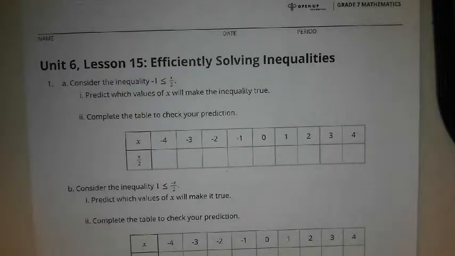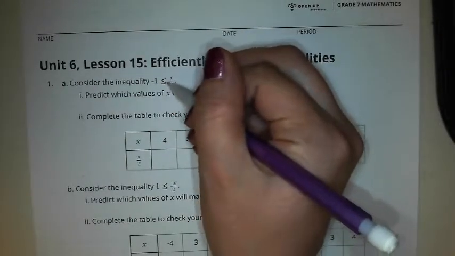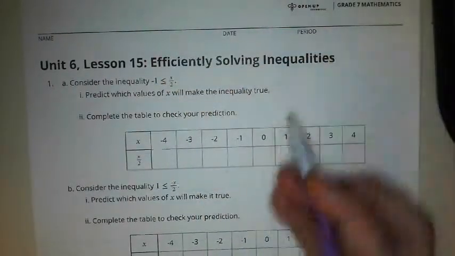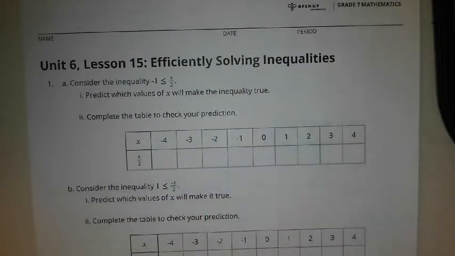Okay, boys and girls, we have Unit 6, Lesson 15, Efficiently Solving Inequalities. So we're considering the inequality -1 is less than or equal to x over 2, or x halves. Predict which values of x will make this inequality true.